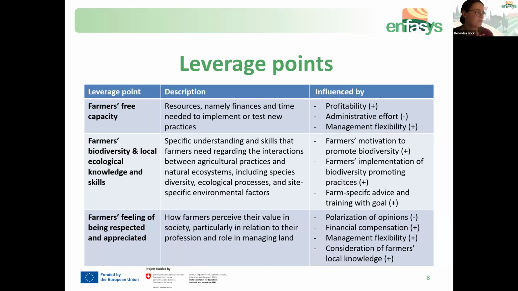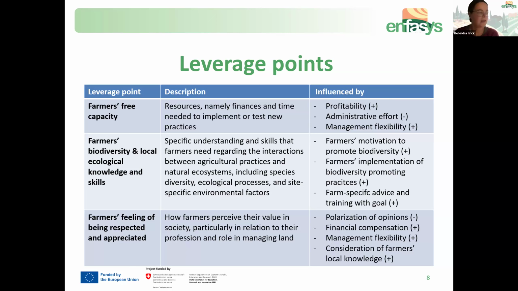And the leverage points are farmers' free capacity, which refers to the resources, namely finances and time, that are needed to implement or test new practices. And this leverage point is influenced by profitability, by administrative effort and management flexibility.